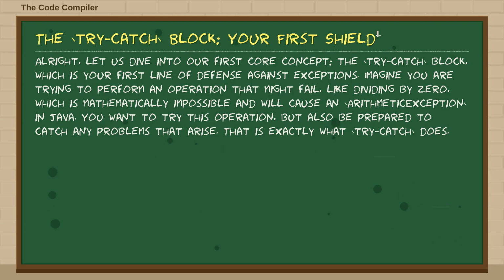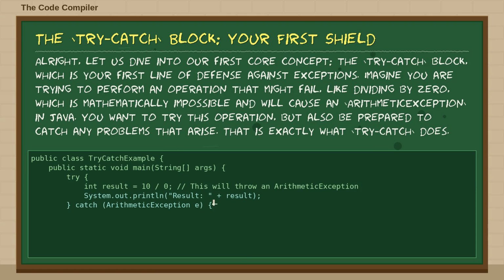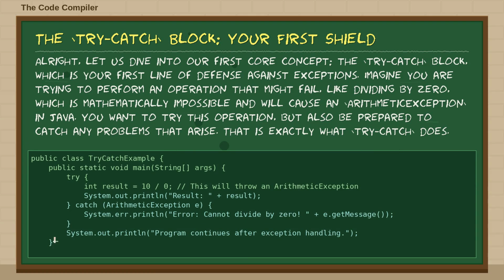The code that might throw an exception goes inside the try block. If an exception occurs, the program immediately jumps to the catch block, which contains the code to handle that specific type of exception. This prevents your entire program from crashing. Think of the try block as a high wire act, and the catch block as the safety net below. If the performer falls, the net catches them, and the show can continue. It is all about graceful recovery.